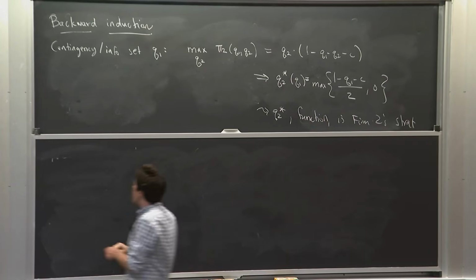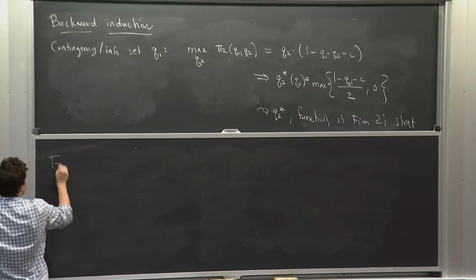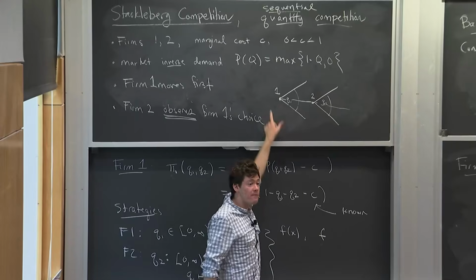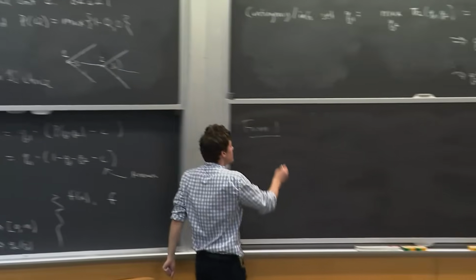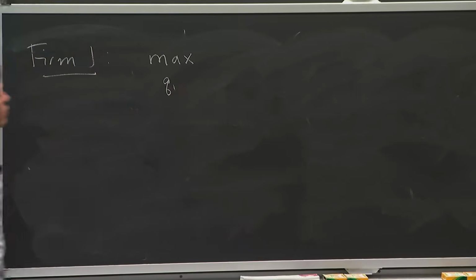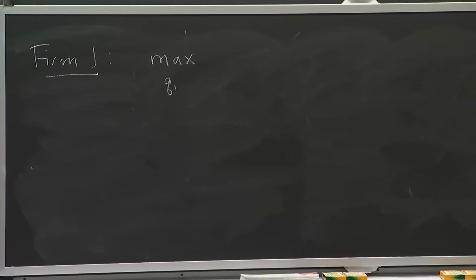So now we're at firm 1. Technically, we're at the initial contingency. Nothing has really happened so far in the game. And what is firm 1's problem? They're maximizing over q1 what? They're choosing q1 to maximize what? Any thoughts here?